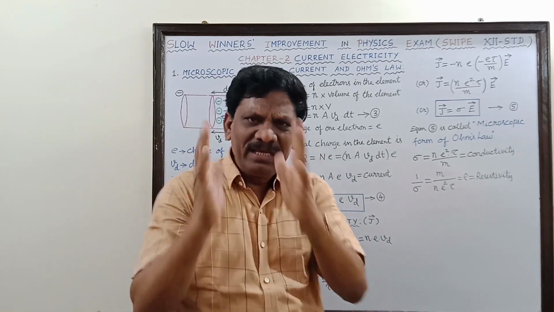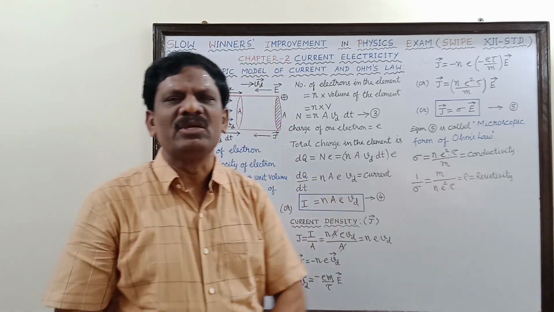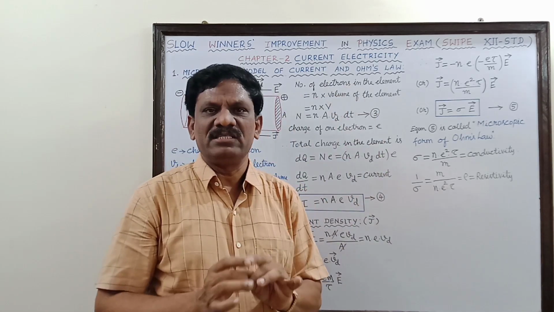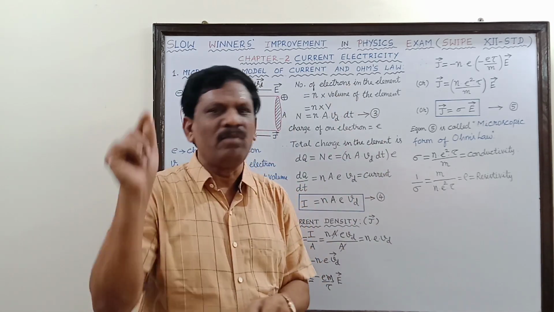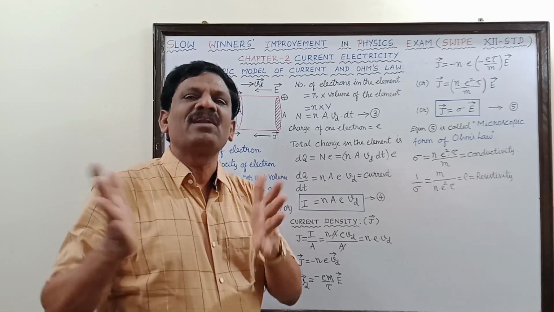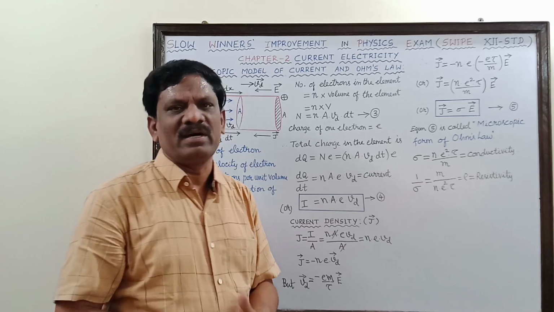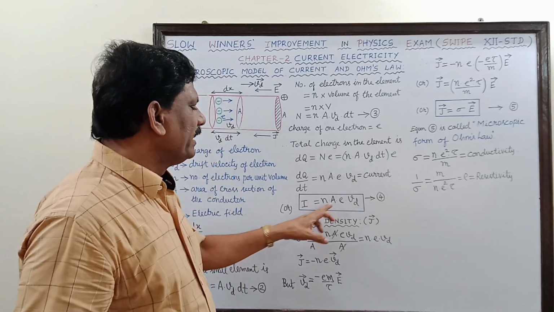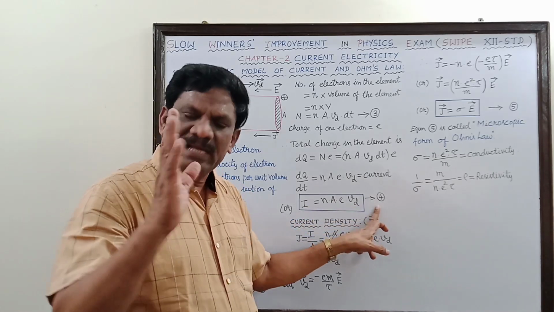This is the main equation, an extremely important equation. You will have to highlight it. Understand? Underline it or make a box around it and highlight it. This is for the examination evaluator, it is a morale booster. They will give you very good marks. So, I equals n A e into v drift. This has to be highlighted.